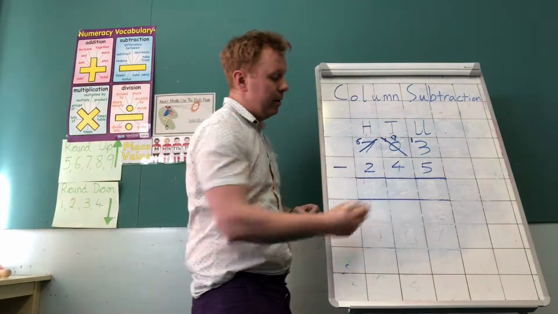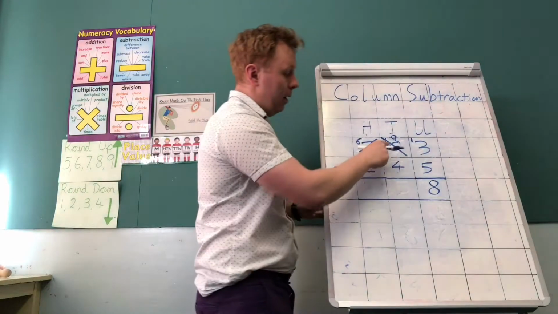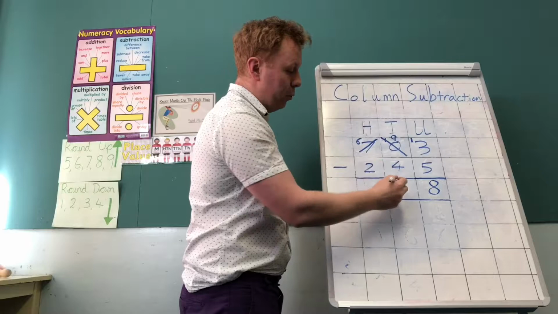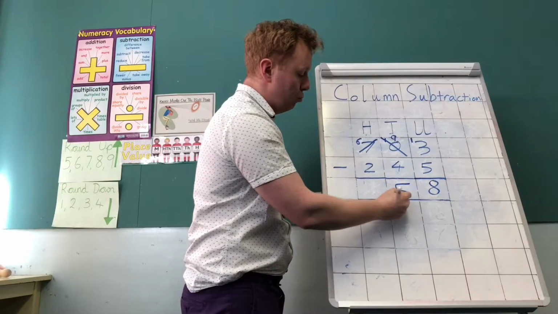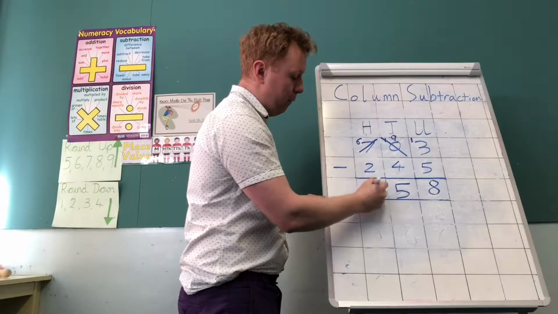So 13 take away 5 is 8. 9 tens take away 4 tens is 5 tens. 600 take away 200 is 400.